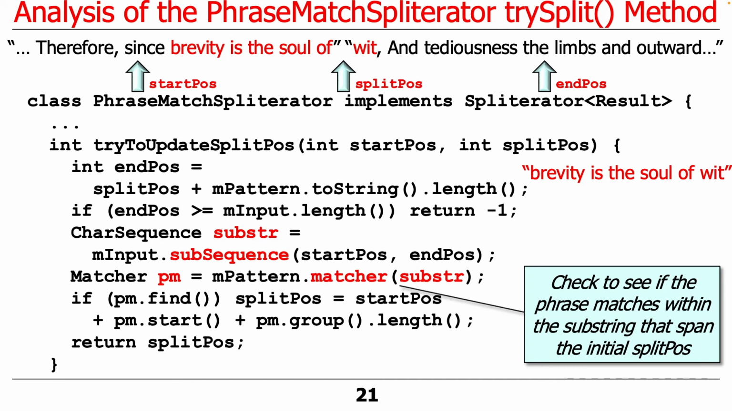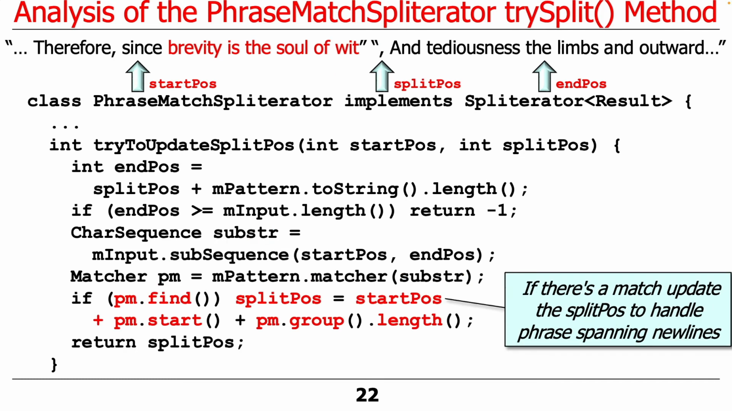We go ahead and we extract a substring from the start pause to the end pause. So that's going to be the unit we're going to look at to see if the phrase exists anywhere within that range. And then we make ourselves a new pattern matcher for that substring, and we're going to see whether or not this pattern we're looking for, which in this case is going to be, brevity is the soul of wit, exists anywhere within the string. And if we do a find on this thing, if there's a match, then that means that the phrase indeed did occur between start pause and end pause.